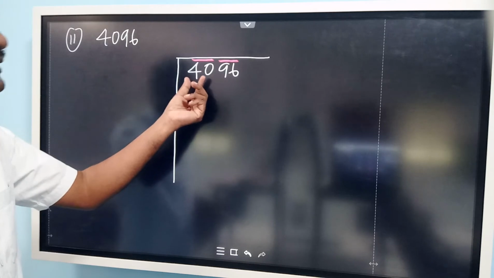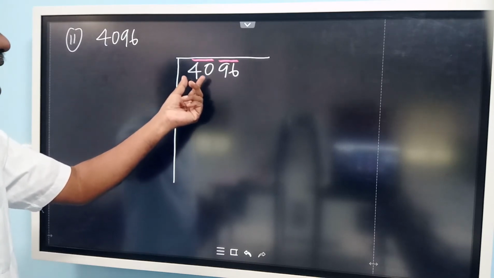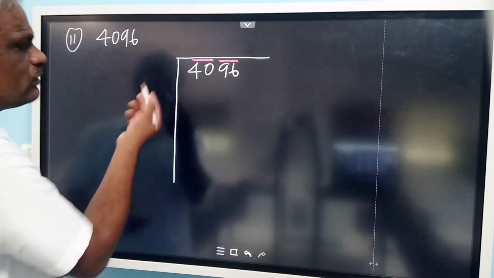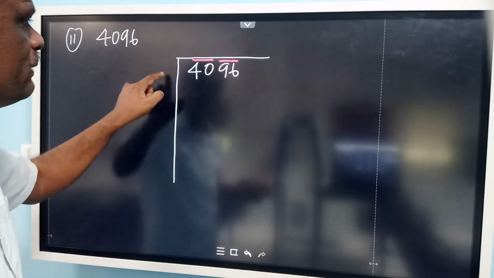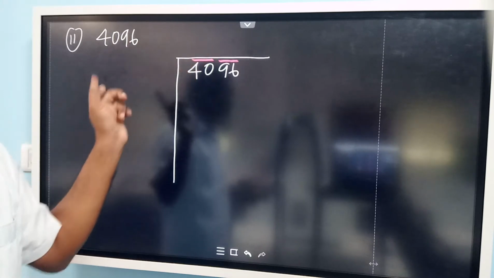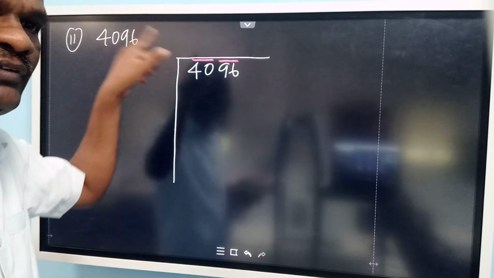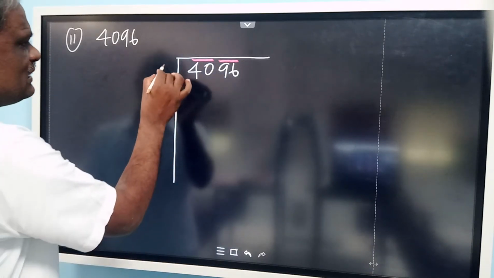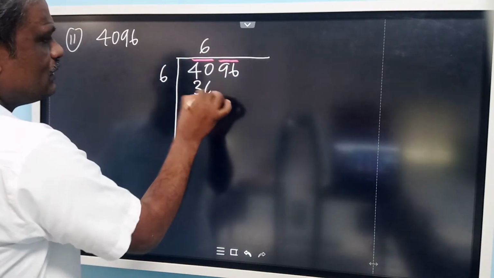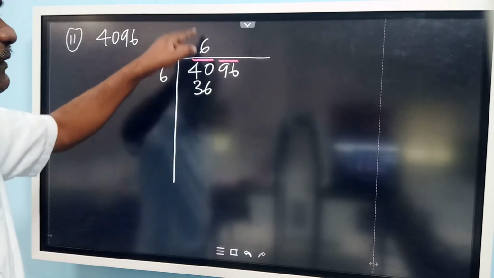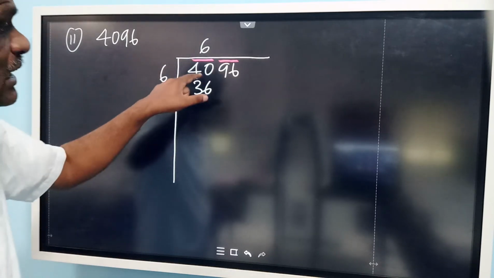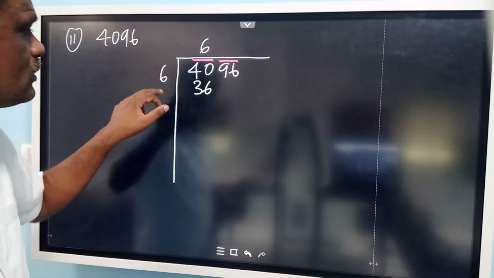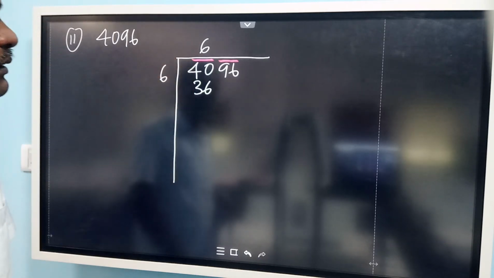Now find the nearest square number which is less than 40. You can take any number here: 2 twos are 4, 3 threes are 9, 4 fours are 16, 5 fives are 25. Now 6 sixes are 36. If I go to 7 sevens, 49, it is greater than 40. Therefore you cannot take 7 sevens. So you write 6 sixes are 36.